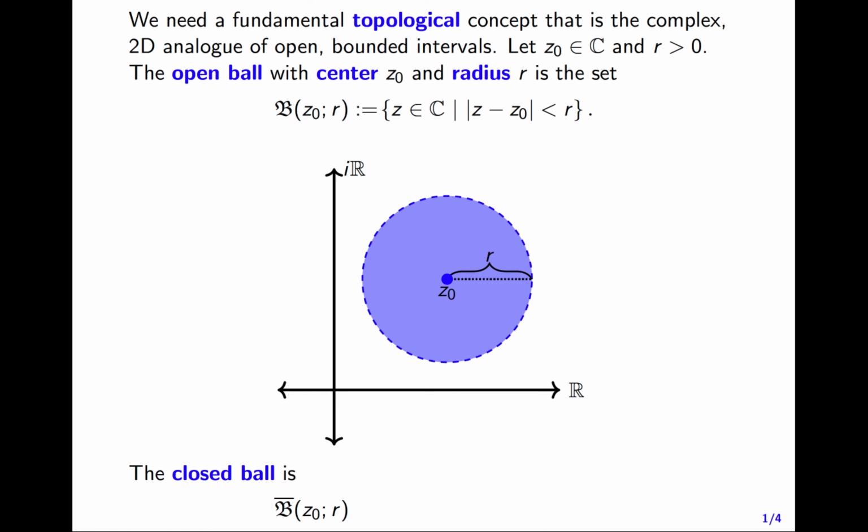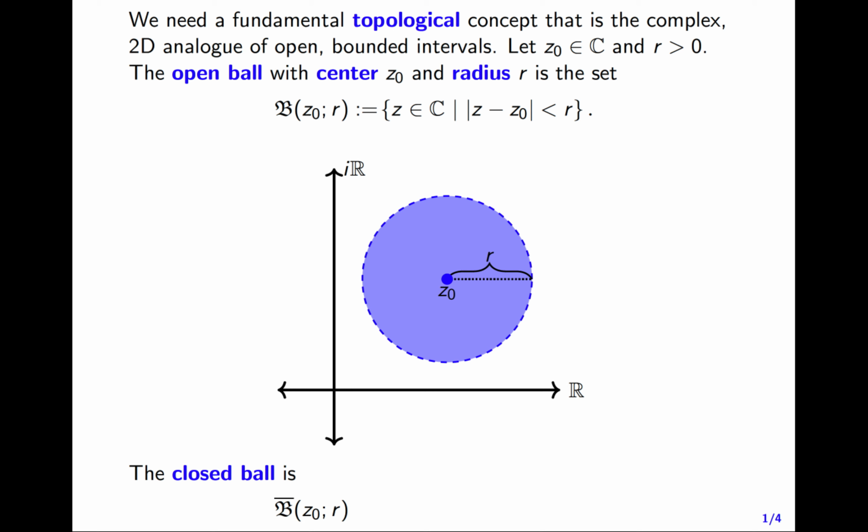I have, as usual when I'm drawing in the complex plane, labeled my x-axis as the reals, my y-axis as i times r. I have my center of the ball z0 here, that's a blue dot. I have the radius r, and I've drawn a dashed perimeter to the circle to indicate that it's open. So the open ball is all points z that are within a distance r of the number z0.